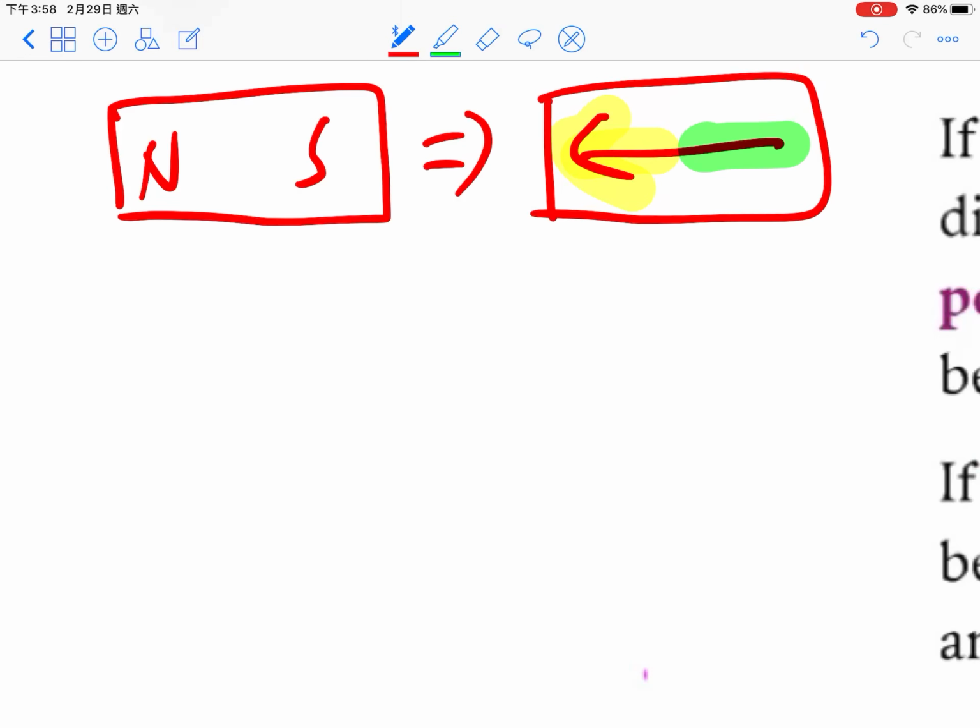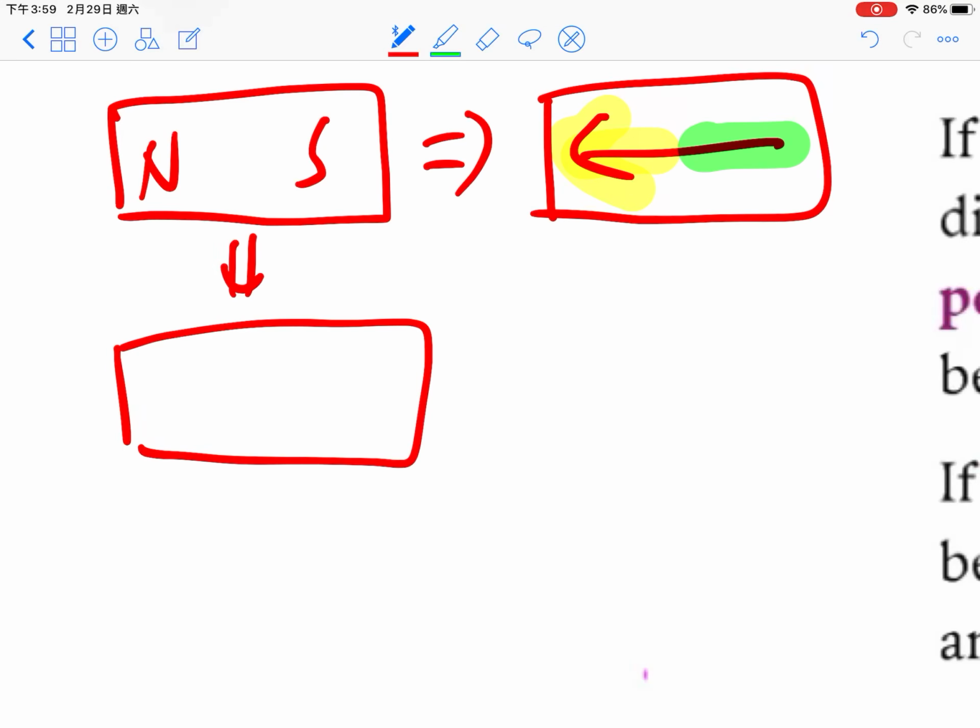Consider a large magnet. It has many tiny small magnets inside. So we can draw like this. Now, question time. If this magnet is broken into two pieces, what do you think?